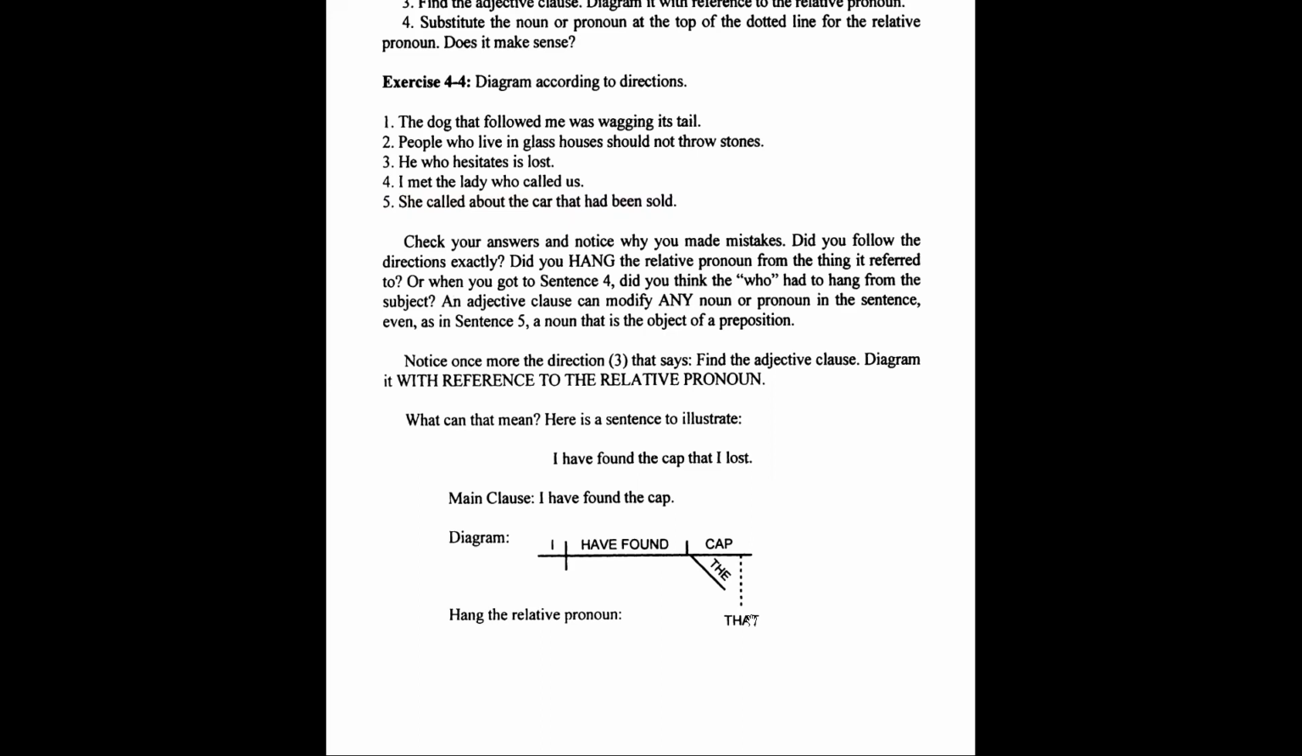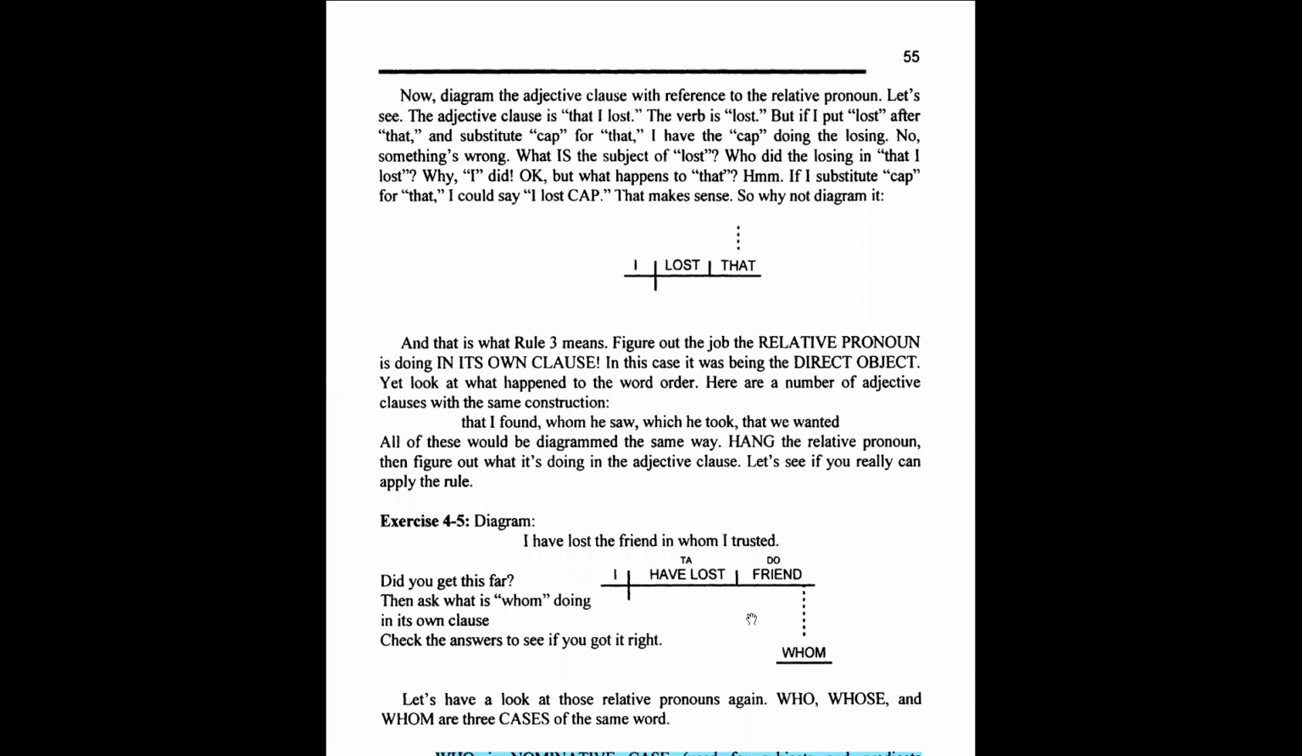So far, so good. Now, ask yourself, how are you going to diagram I lost? Because what's the subject of I lost? Think for a second. It's I. So let's see. I is the subject. Lost is the verb. That is going to be the direct object. So you're going to diagram it like this. This is where adjective clauses get a little tricky.